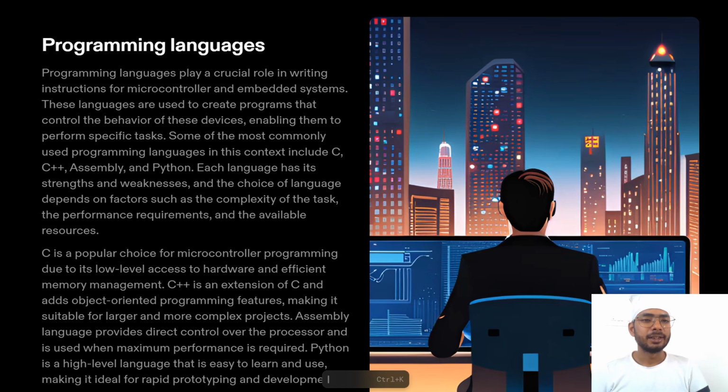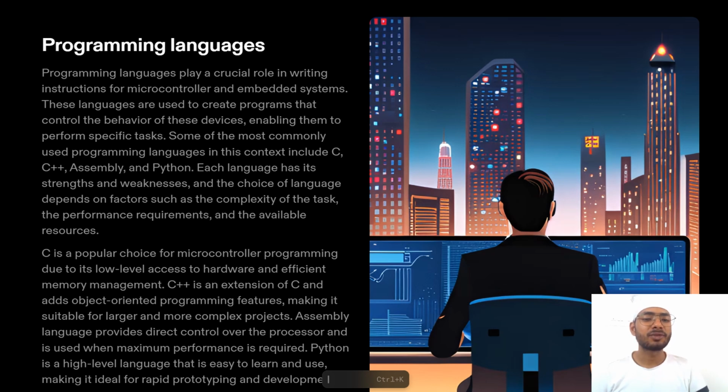Next, we have the programming language. Programming languages play a crucial role in writing instructions for microcontroller and embedded systems. These languages are used to create programs that control the behavior of these devices, enabling them to perform specific tasks. Some of the most commonly used programming languages in this context are C, C++, Assembly, and Python. Each language has strengths and weaknesses, and the choice of a language depends on factors such as the complexity of the task, the performance requirements, and availability of resources.